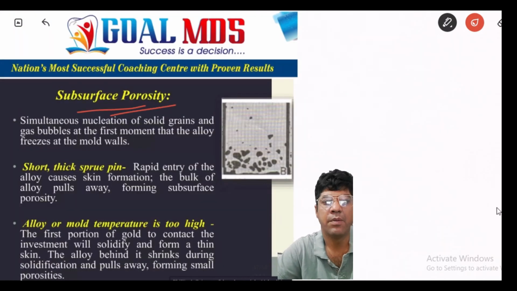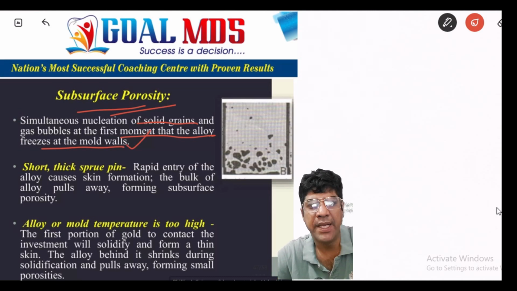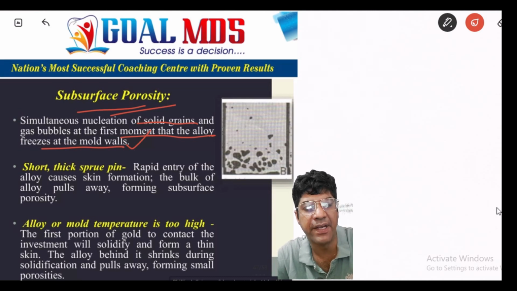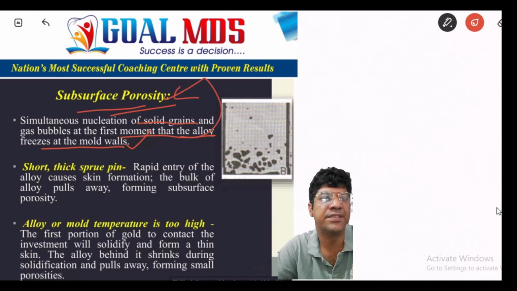Other is the subsurface porosity. So that could be due to the nucleation of the solid grains and gas bubbles at the first moment that the alloy freezes at the mold walls. So the nucleation refers to the initial formation of the solid grains within the molten metals as it begins to solidify. So the presence of nucleation sites will affect the subsequent growth of the solid grains. So in case where the nucleation is not well controlled, that could lead to formation of small voids or pores within the casting. That contributes to the subsurface porosity.